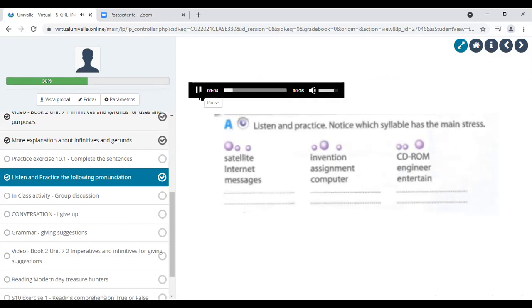Pronunciation. Syllable stress. Part A. Listen and practice. Notice which syllable has the main stress.